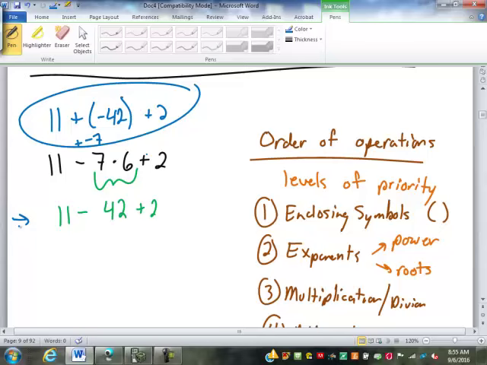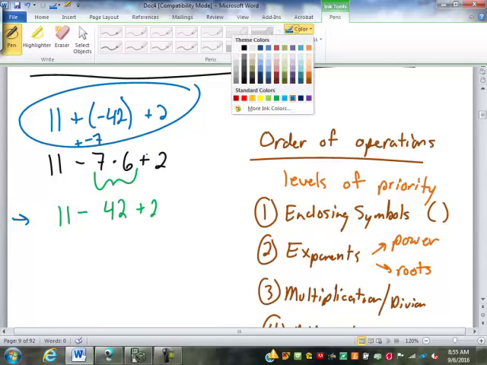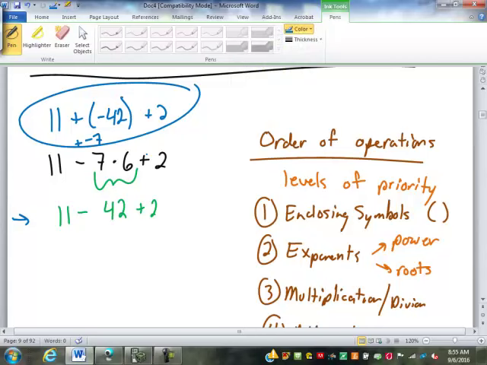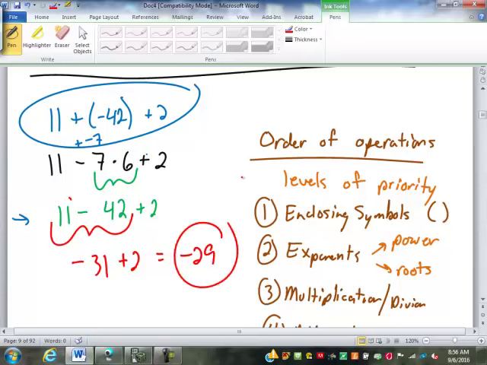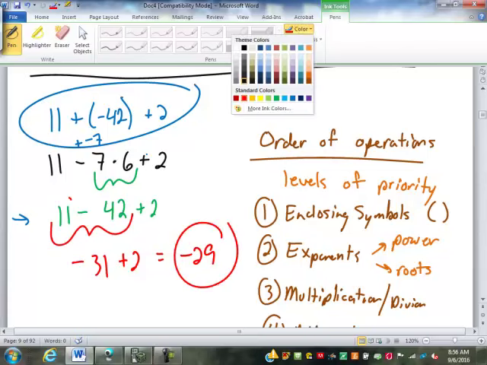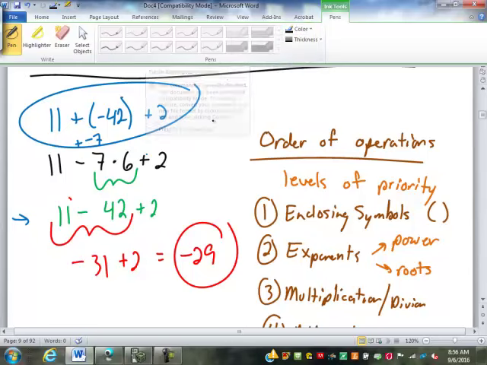They just look different. 11 plus negative 42 and 11 minus 42 will both give us the same result, which is negative 31, right? Plus 2 is a negative 29. So either way, we're going to get a result that's a negative 29. Let's look at one that's a little bit more difficult.